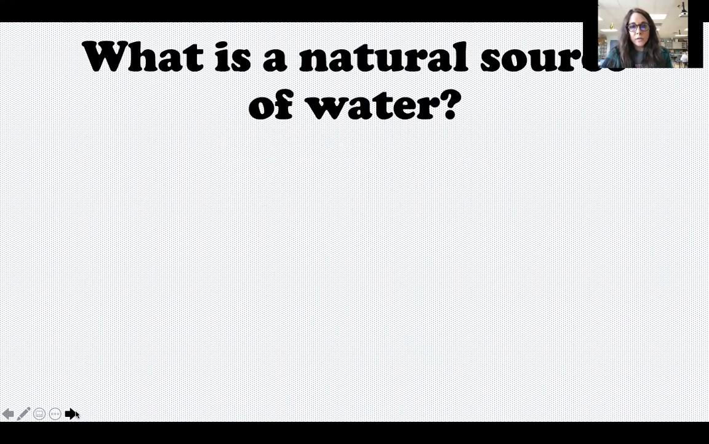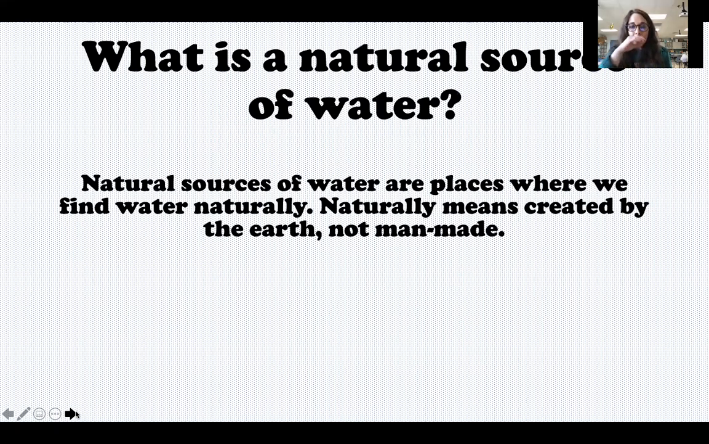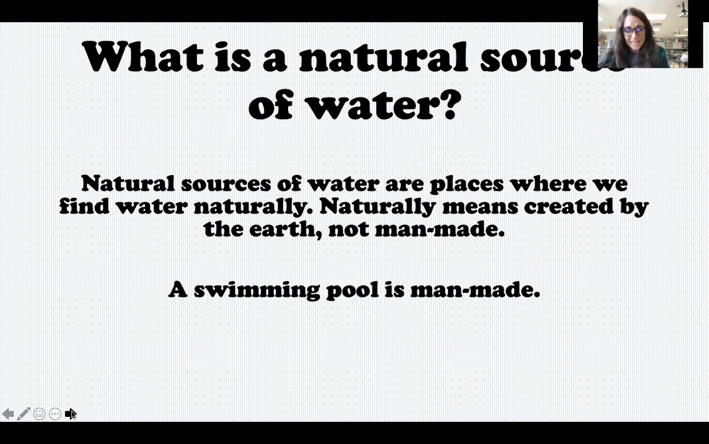So, natural sources of water are places where we find water naturally. And remember, naturally means created by the earth, not by people. A swimming pool is a man-made source of water. It's not a natural source.